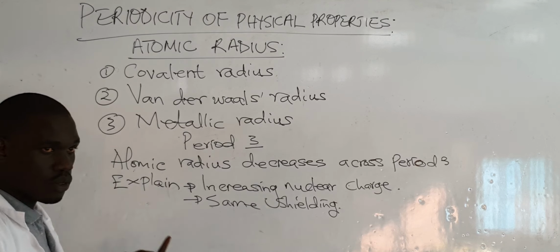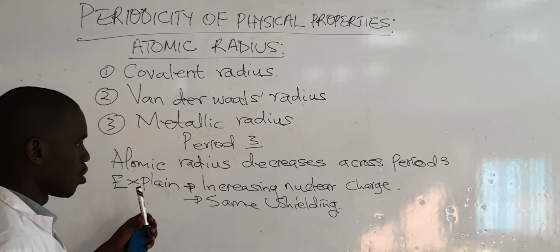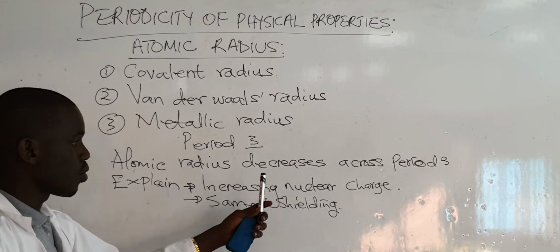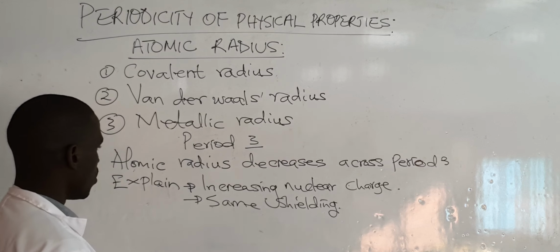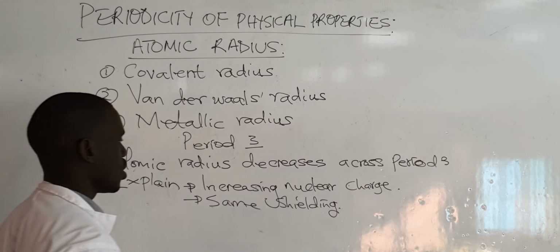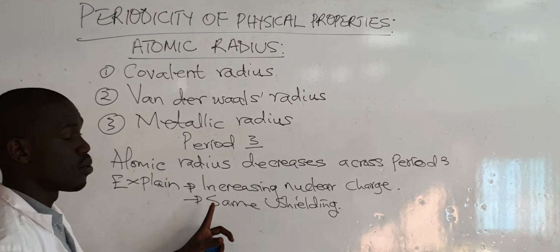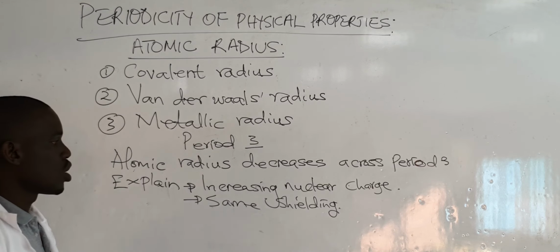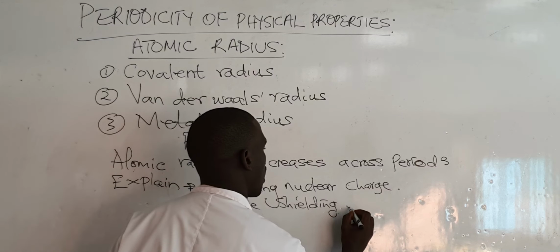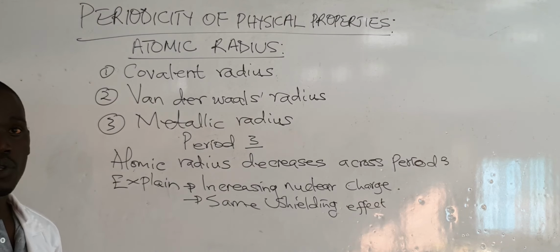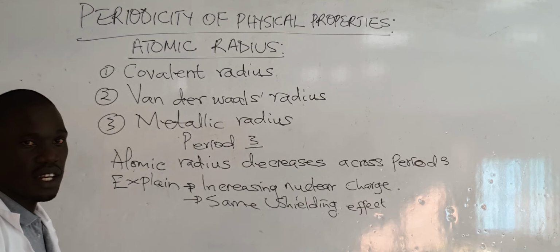So to wind up, we have to know that atomic radius decreases across the period. The reason being that we have increasing nuclear charge, and then the same shielding effect, which makes the outermost electrons strongly attracted towards the nucleus.